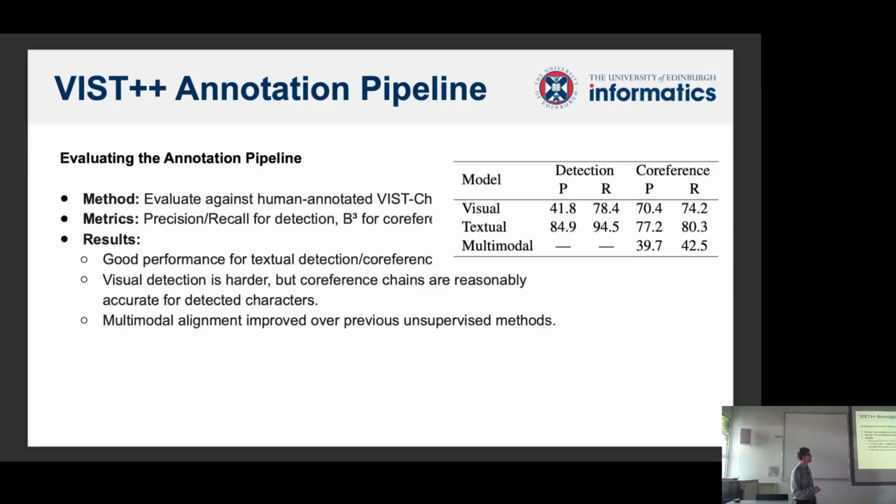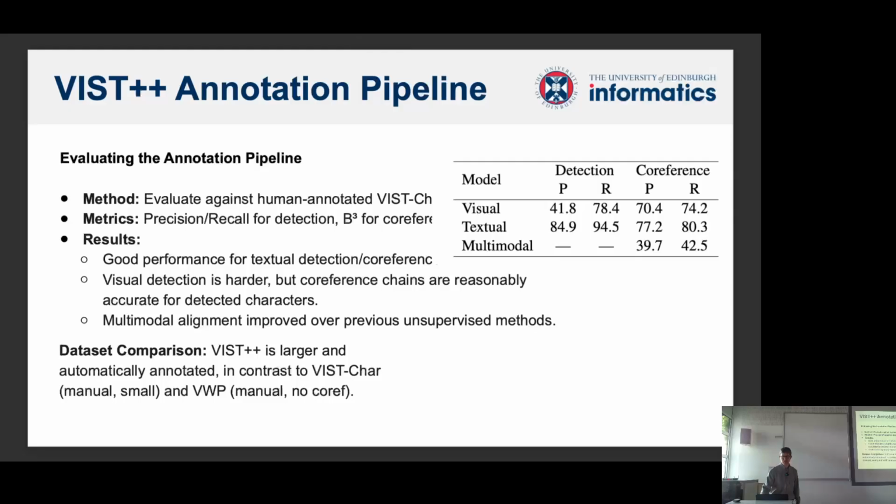Well, and our clustering algorithm. Coreference works reasonably well. It's in the 70s. Textual, it's always easier for text, right? So we get up to the 80s. Multimodal doesn't work at all. So if you try to do this on multimodal representations, it doesn't really work very well. So you're better off doing it on textual and visual representations.